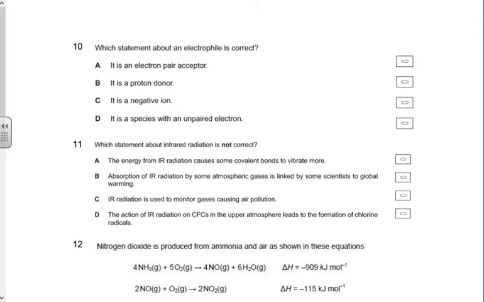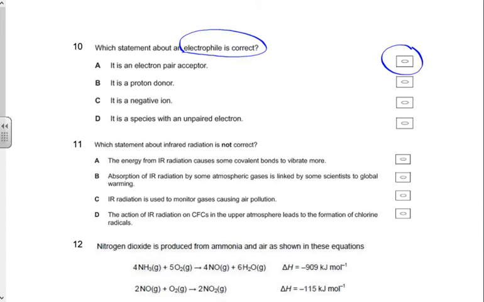Which statement about an electrophile is correct? This is: give the definition of an electrophile and move on. What is an electrophile? If you know your definitions, an electrophile is an electron pair acceptor. It's not a proton donor, that's an acid. It is not a negative ion. It's not going to accept a pair of electrons. It's a negative ion. And it is not a species with an unpaired electron, because that is called a radical.